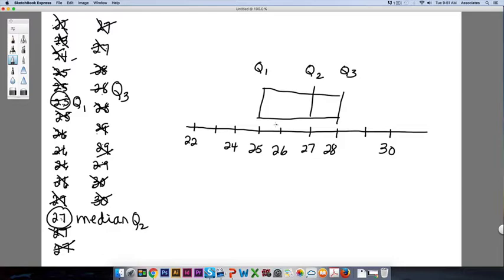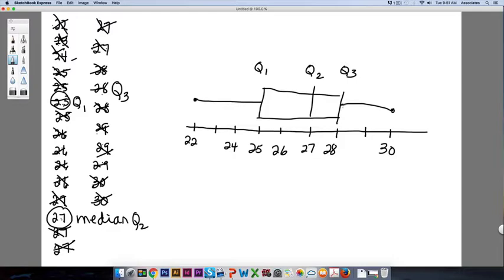I know you can draw a prettier box than I did. Now, the smallest value is 22. I put a dot on 22 and connect it back. My largest value is 30. I draw a dot and I connect it back, and there's my box plot. All right. Pause if you need a chance to look this over, and I'll meet you back here in a minute. Welcome back.